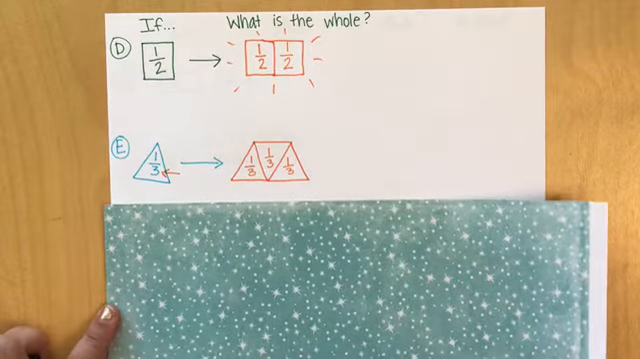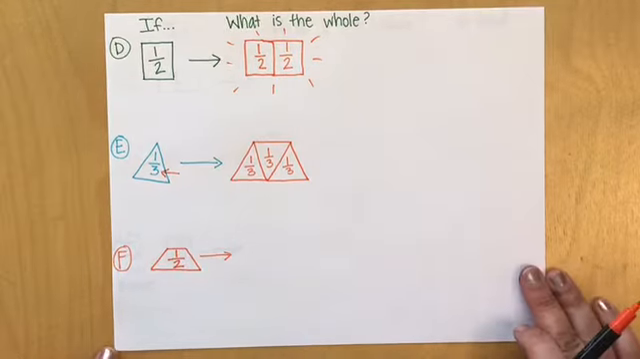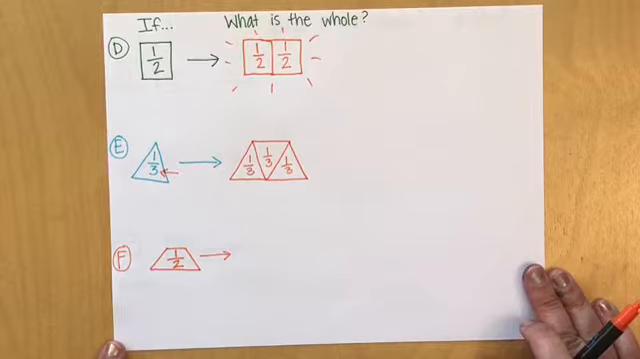Yay. All right, go ahead and do F on your paper right now. So this trapezoid here is 1/2 of the whole. What does the whole look like? Go ahead and do it. Press pause and press play when you're done.